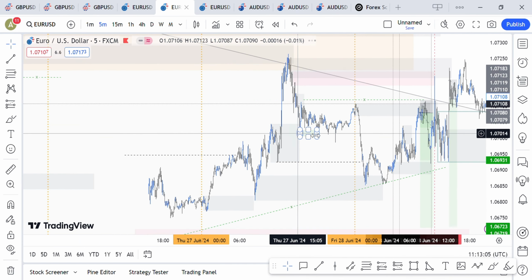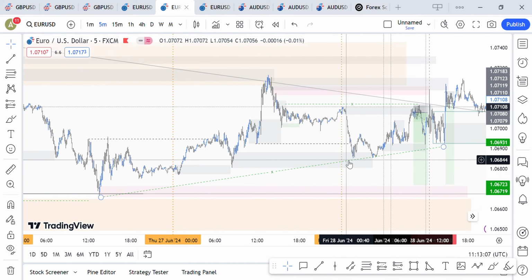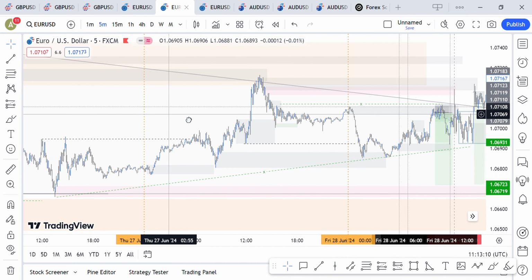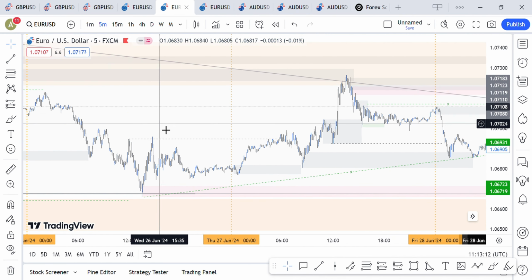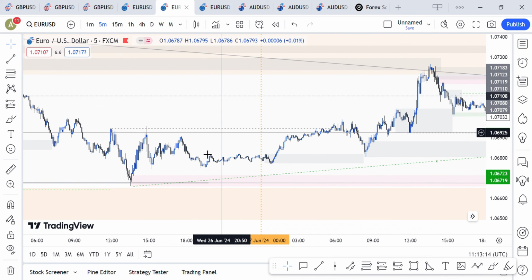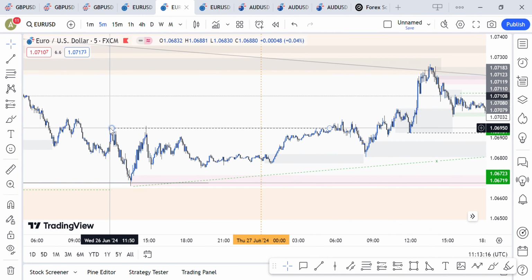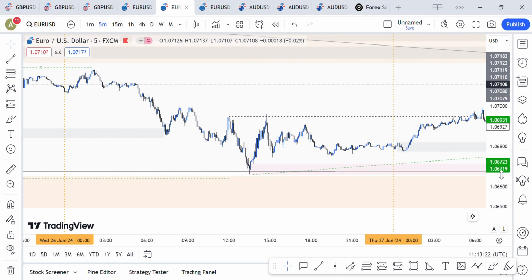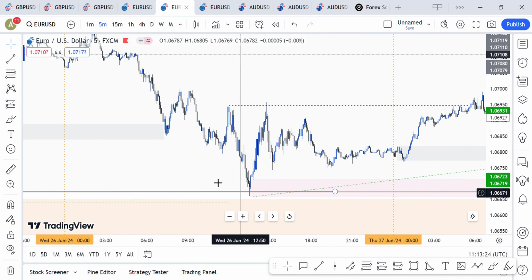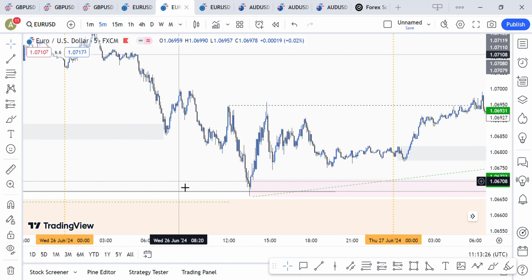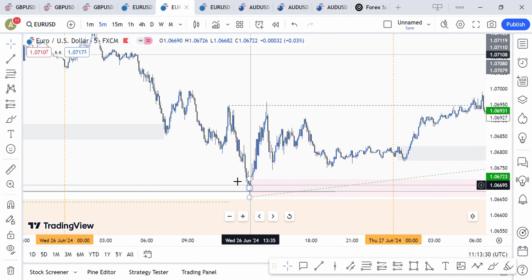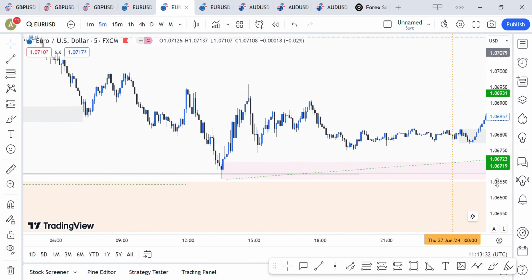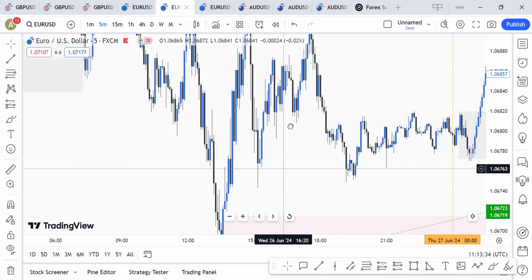Okay, let me try and show you something else. So after that, Thursday, is it? No, Wednesday. After this change of character on the 15-minute, we have this POI that I noticed on the 5-minute. We have this POI, and as you can see, if I draw my horizontal line there at this POI, let me show you just to have a clear view.